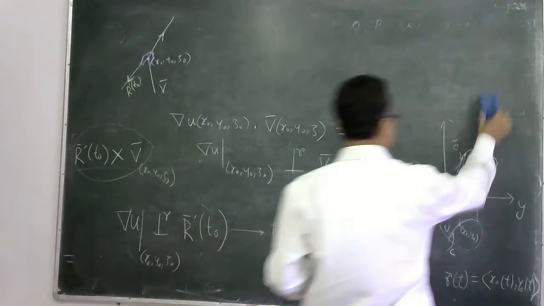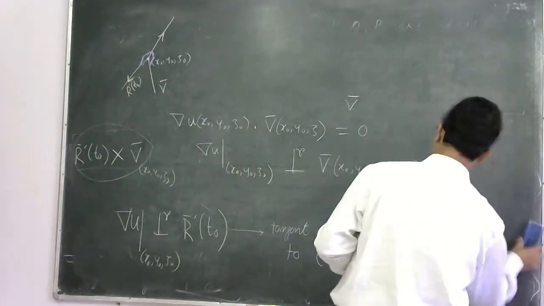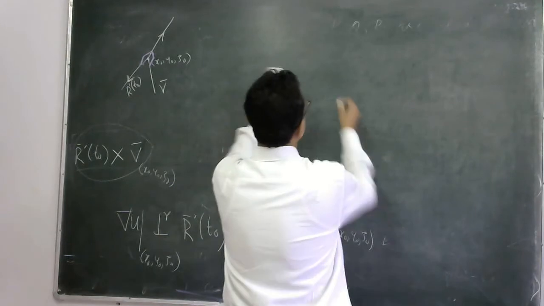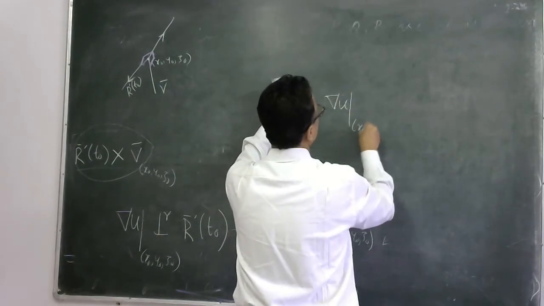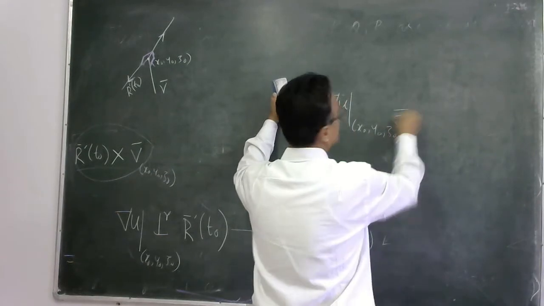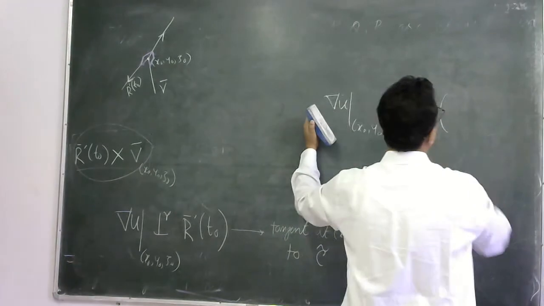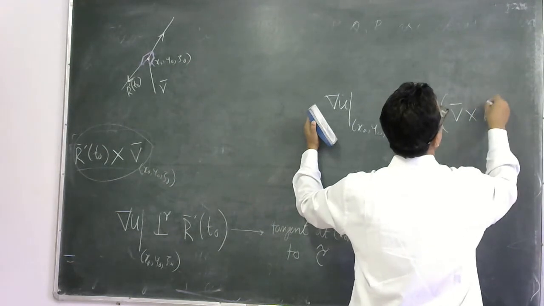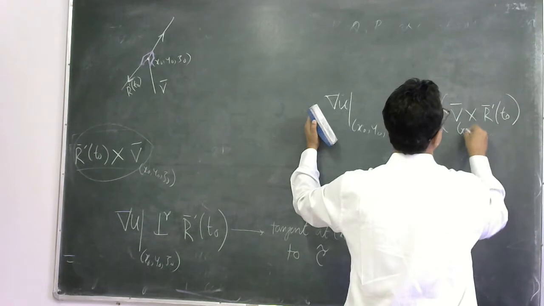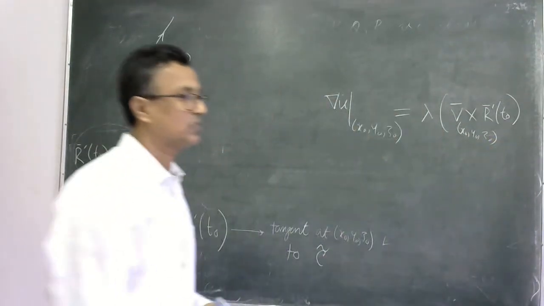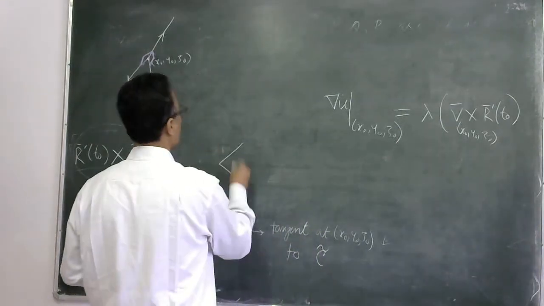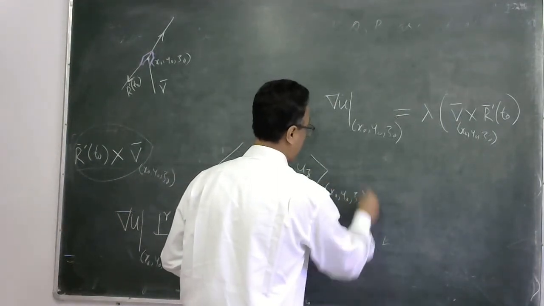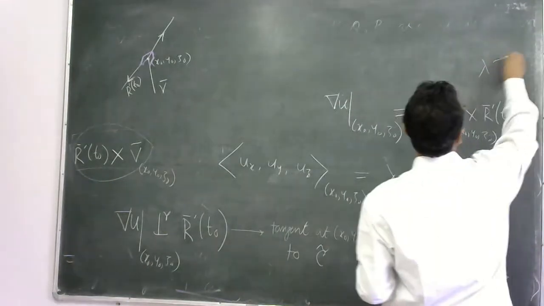Okay? So of course at that point x naught, y naught, z naught, grad u at x naught, y naught, z naught is equal to some non-zero scalar lambda into v at x naught, y naught, z naught, of course, right? Okay, fine. So that means here lambda is not equal to 0. Remember.